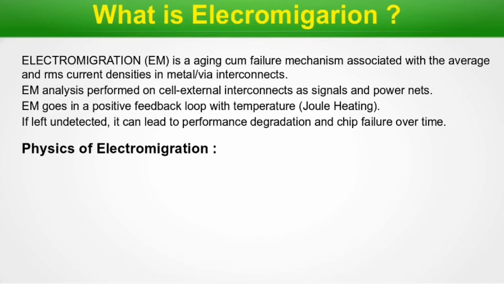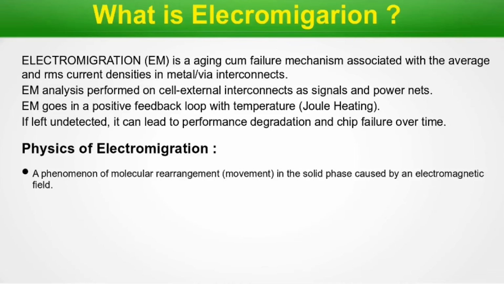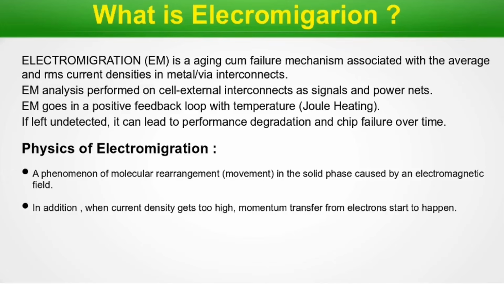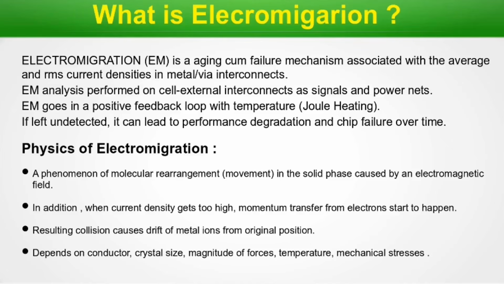So let's see the physics happening in electromigration. A phenomenon of molecular rearrangement happens in the solid phase, caused by the electromagnetic field. In addition, when current density gets too high, momentum transfer from electrons starts to happen. This results in collisions, which cause drift of metal ions from their original position, depending on conductor, crystal size, magnitude of forces, temperature, and mechanical stress. So we have just talked about what EM is and the physics happening.